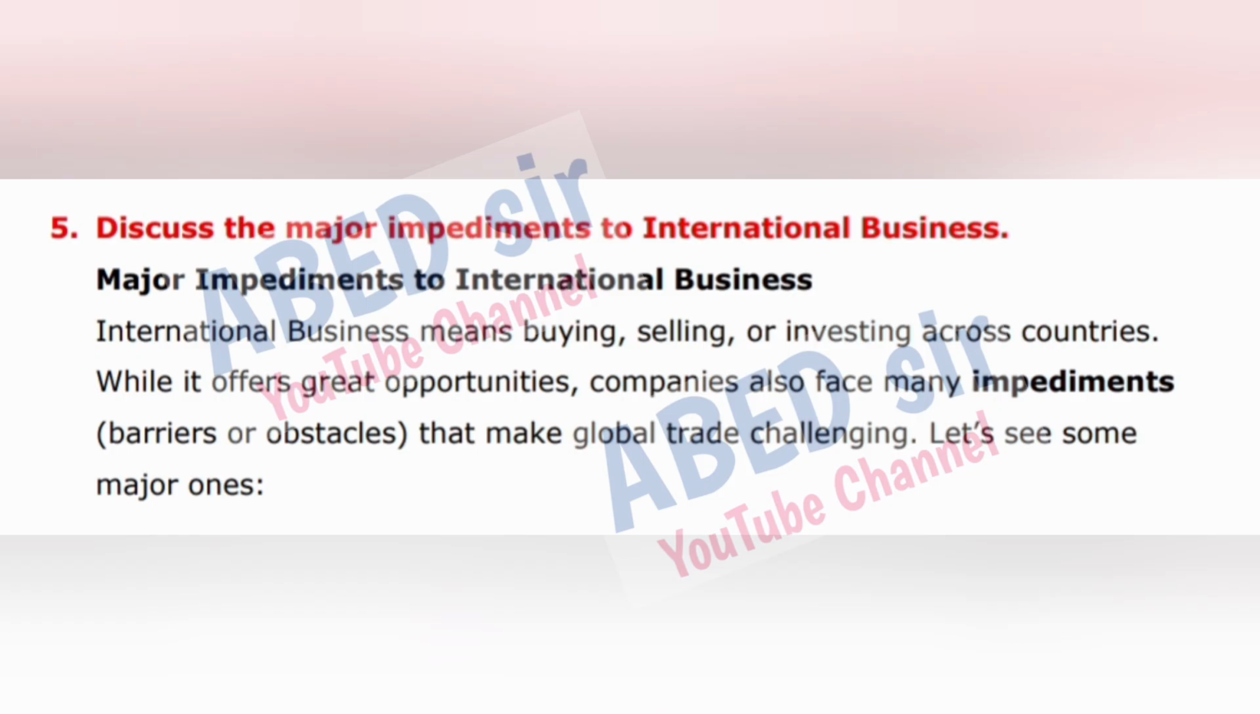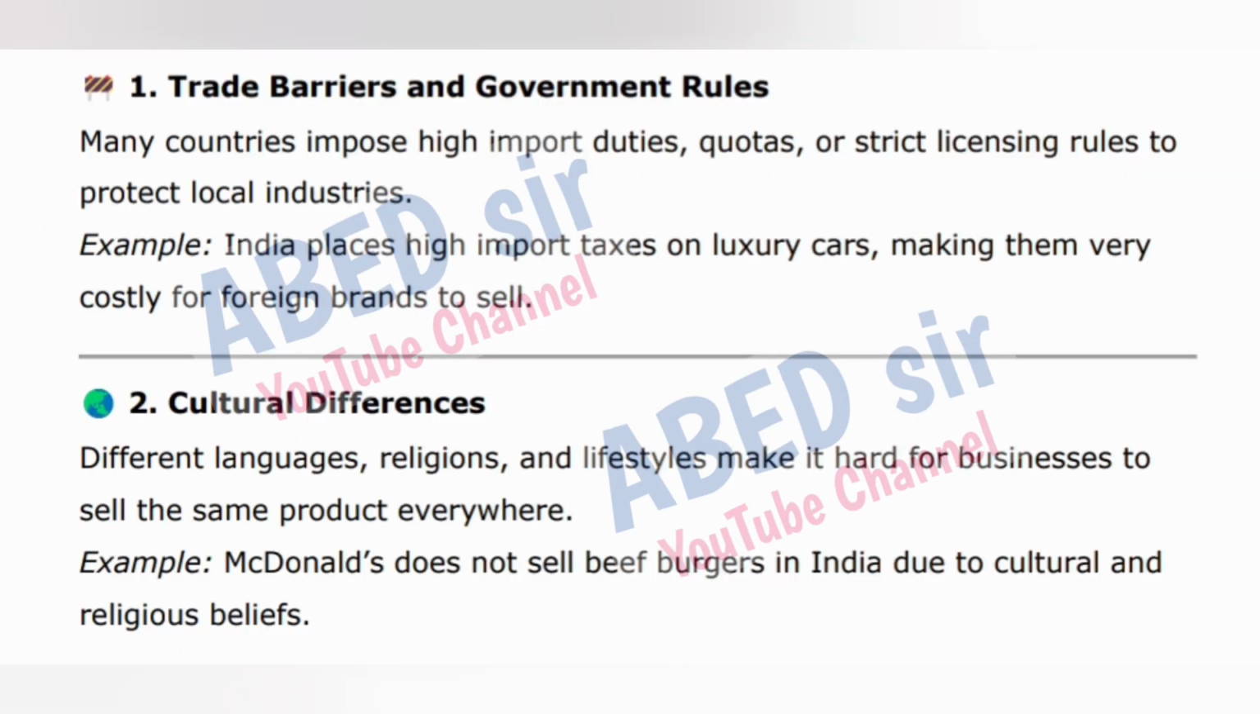Let's see some major ones. 1. Trade barriers and government rules. Many countries impose high import duties, quotas, or strict licensing rules to protect local industries. Example, India places high import taxes on luxury cars, making them very costly for foreign brands to sell.